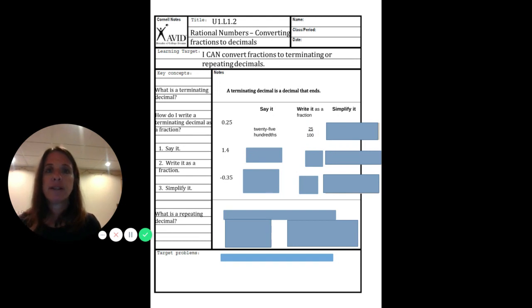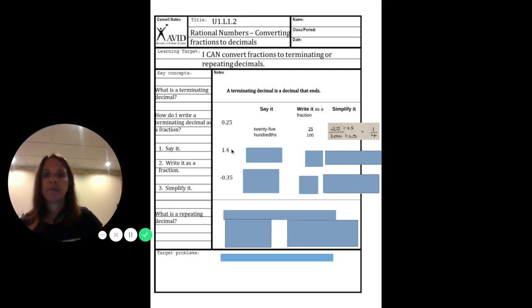Do the numerator and denominator have a factor in common that you can divide out? You bet they do. It's like money. 25 is a quarter, and 4 quarters make $1. So we're going to divide the numerator and the denominator by 25. When we do that, our fraction then simplifies to 1/4. So the decimal 25 hundredths is equal to 1/4.